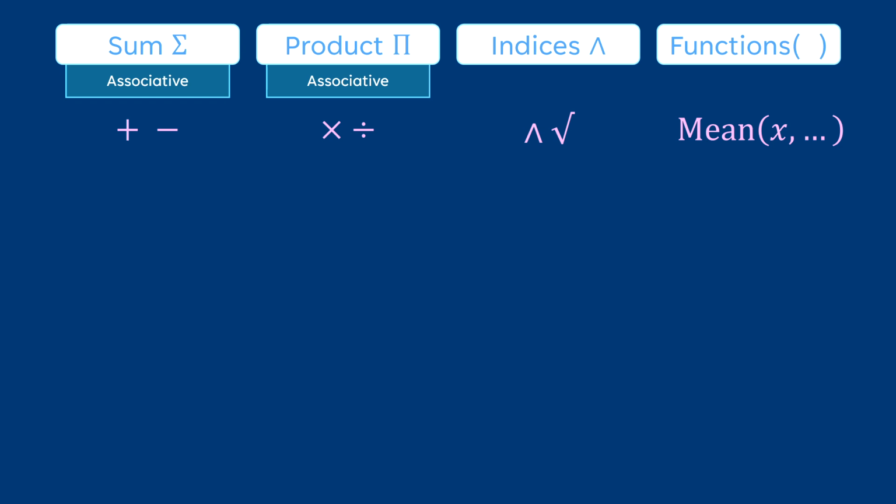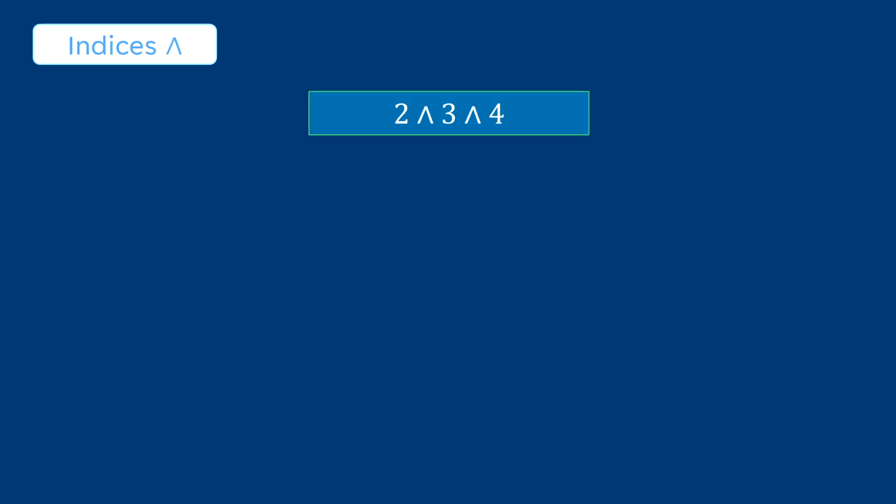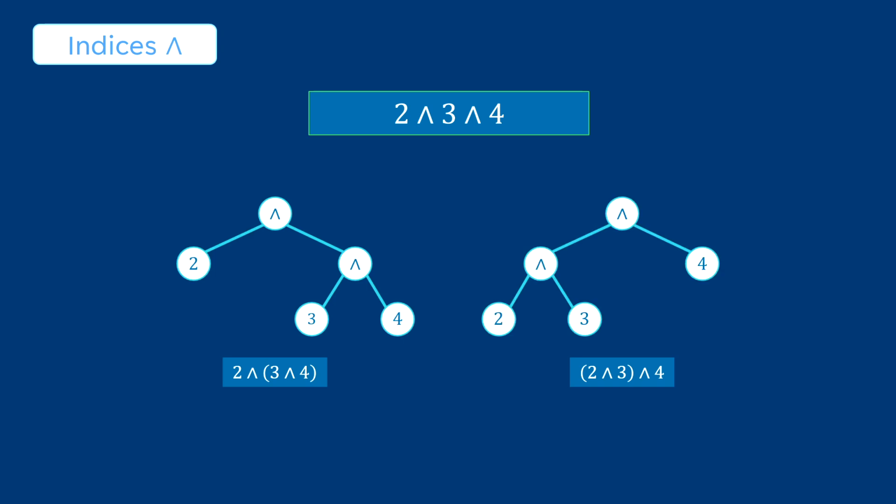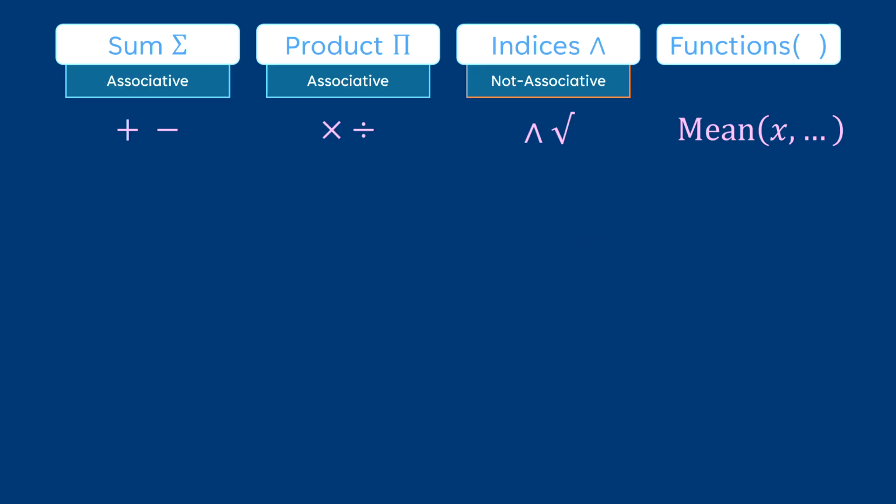So we've seen the sum and the product are both associative functions. That uses up the plus, the subtract, the multiply and the divide. But we haven't said anything about any other functions just yet. So here are some indices. We can bracket this in 2 different ways. We can model their trees, we can evaluate them, and we find that we actually end up with different results. So indices are not associative, not in the same way.